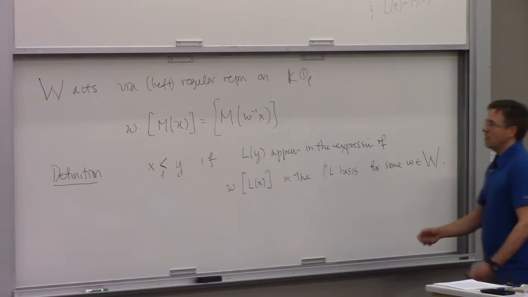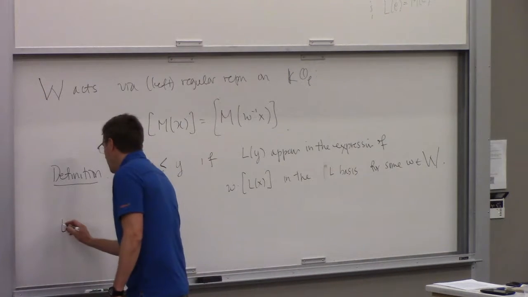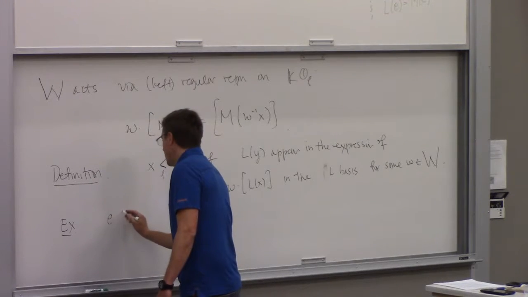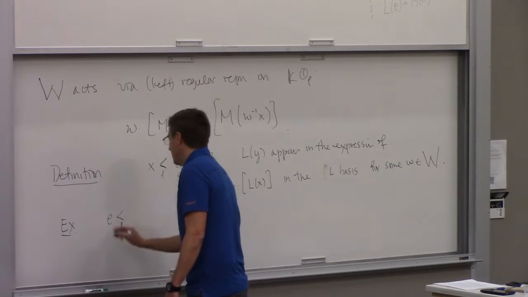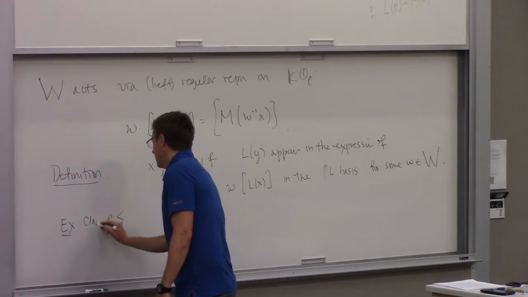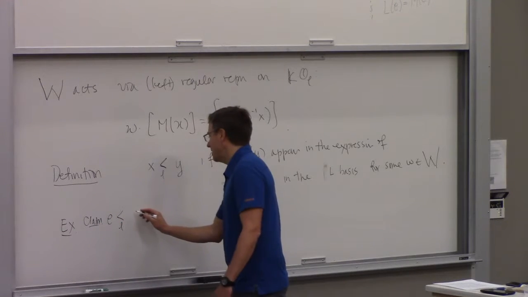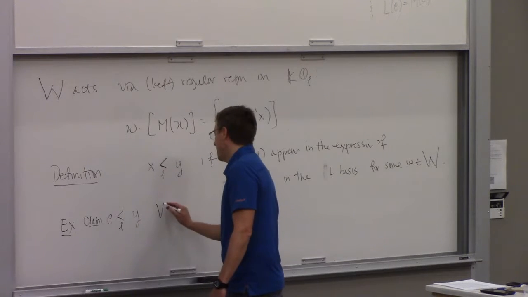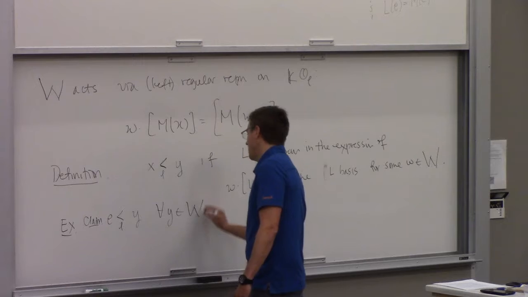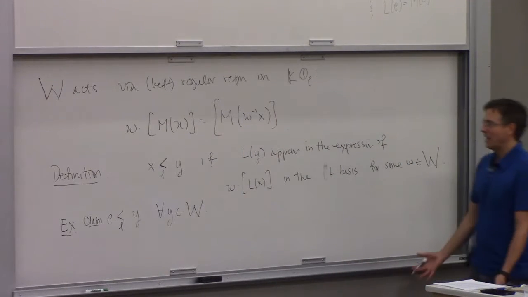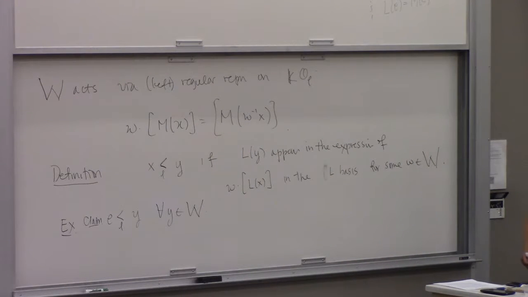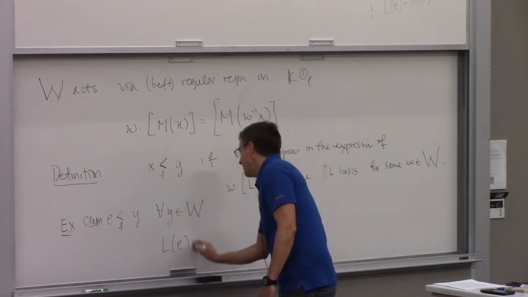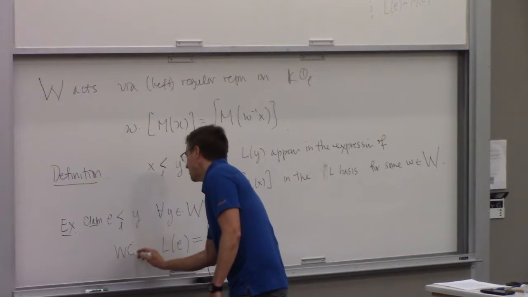Let's do an example. I guess what David's comment is, the identity is now less than any element y in W. So let's just make that an exercise in this definition. Well, we know that L of the identity is the Verma character formula for the trivial representation.